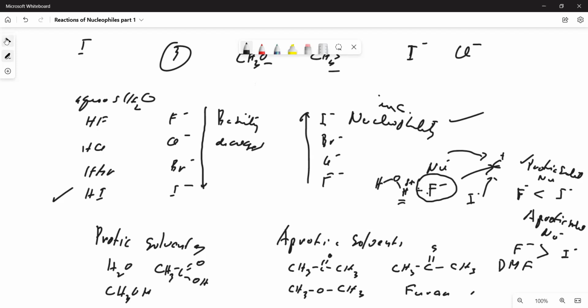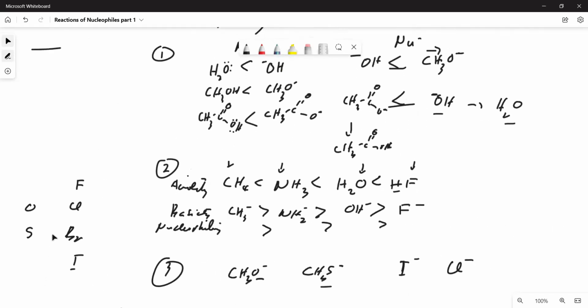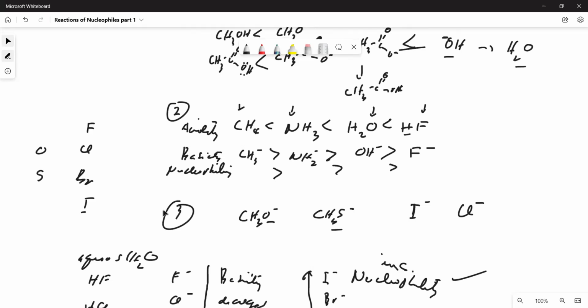So therefore, if we compare now, we have an example above, methoxide and methyl sulfide. Which one is more nucleophilic? We have to identify because they have different nucleophilic centers. The sizes are quite different. So we have to assess the type of solvent. Which solvent, no?